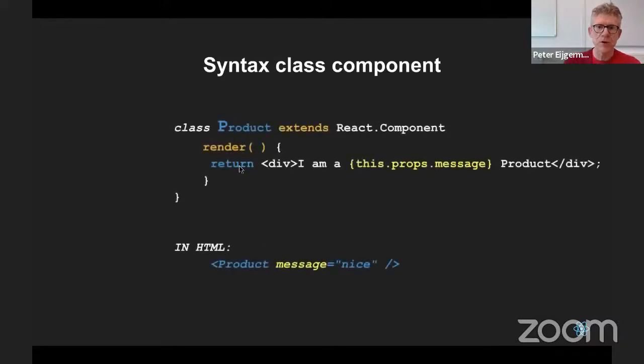You see the same class component, but then in the render function, we return HTML in combination with JavaScript. We call this JSX. So here, in curly brackets, we have JavaScript. What do we do here? In the HTML, I define a product with a property message and with the value nice. And with this props, I can get the value nice. So I'm rendering I'm a nice product.